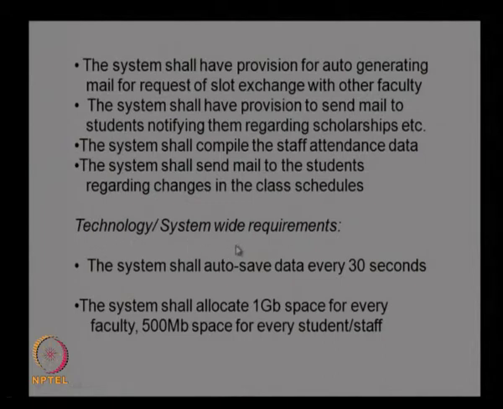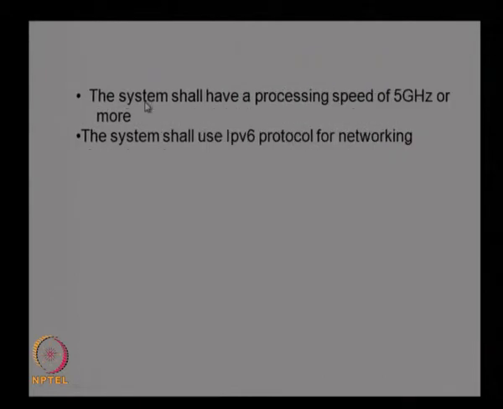Similarly, for technology and system wide requirements: the system shall auto save data every 30 seconds. The system shall allocate 1 GB space for every faculty, 500 MB space for every student staff. Of course, these numbers can change, but this shows that we need to identify these requirements also and record them. The system shall have a processing speed of 5 GHz or more. The system shall use protocol 6 or more for the networking applications. Again, these are the technology or system wide requirements.